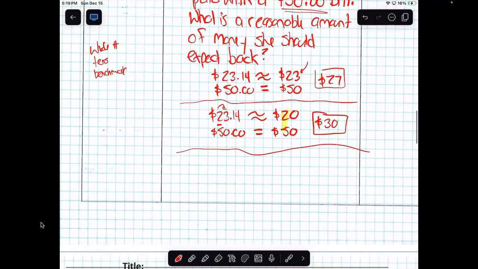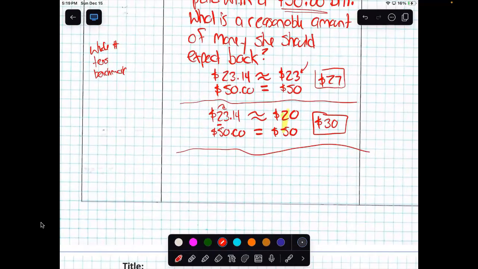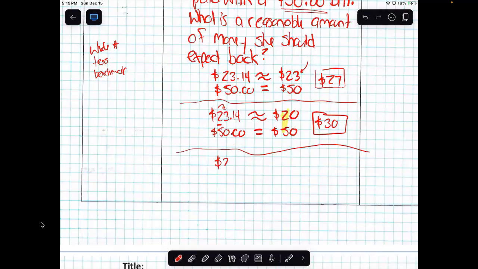A third answer that I would take is if somebody decided that we wanted to change $23.14 to a benchmark number, which is $25. 25 is definitely a benchmark number. You've all proven to me many times you can count by 25s.